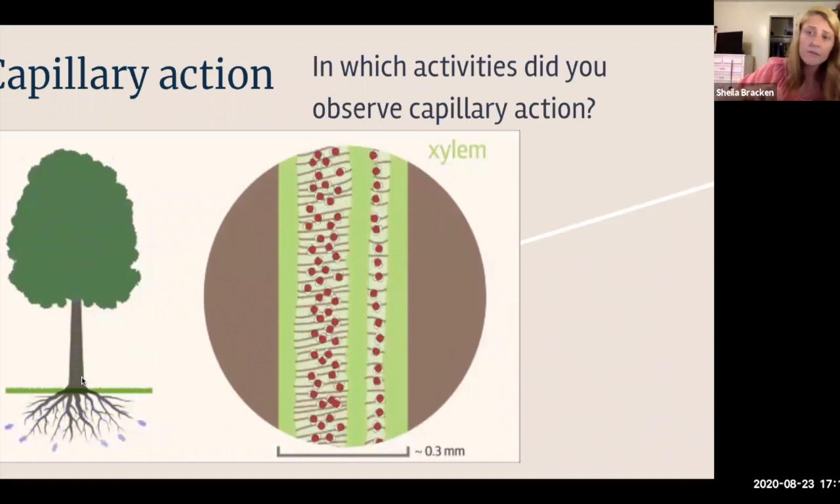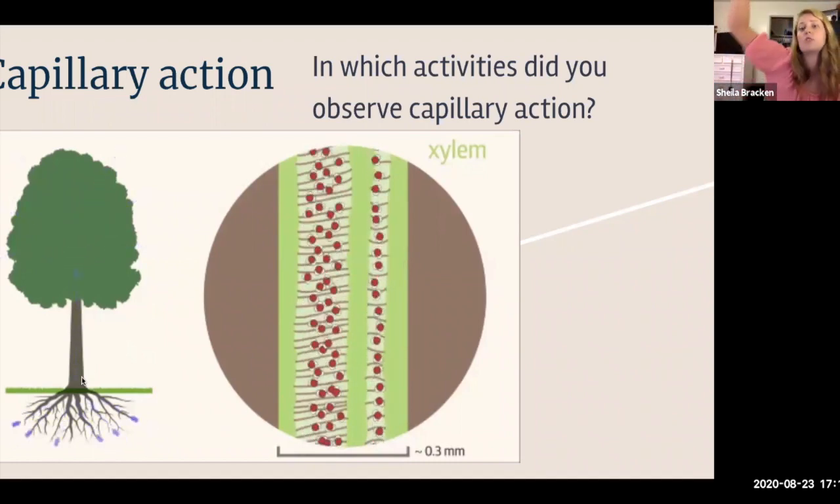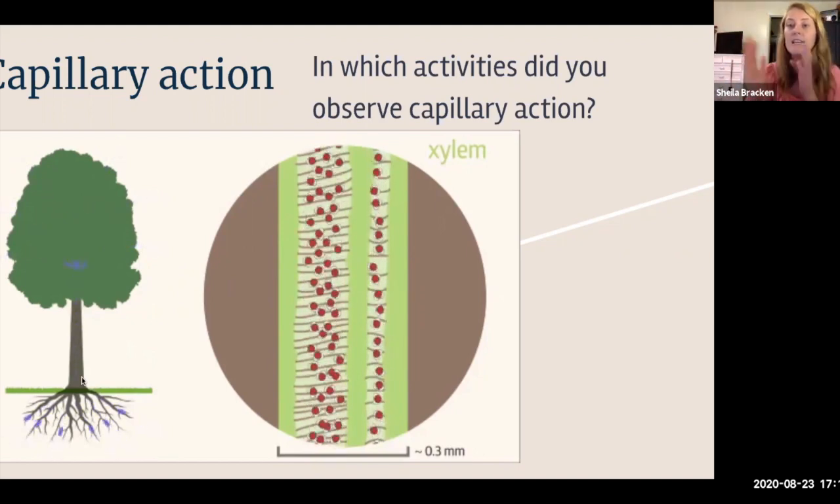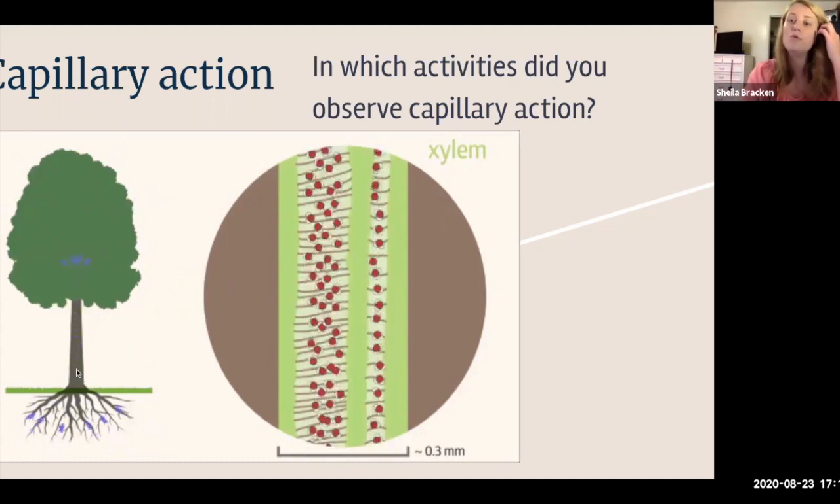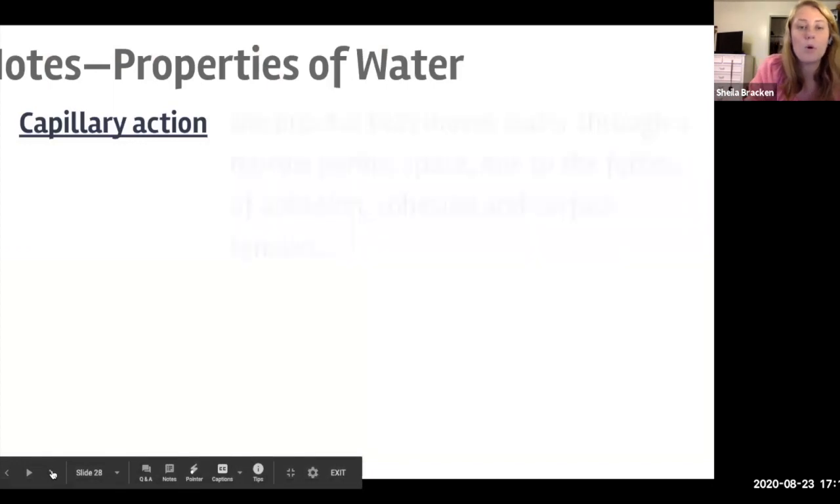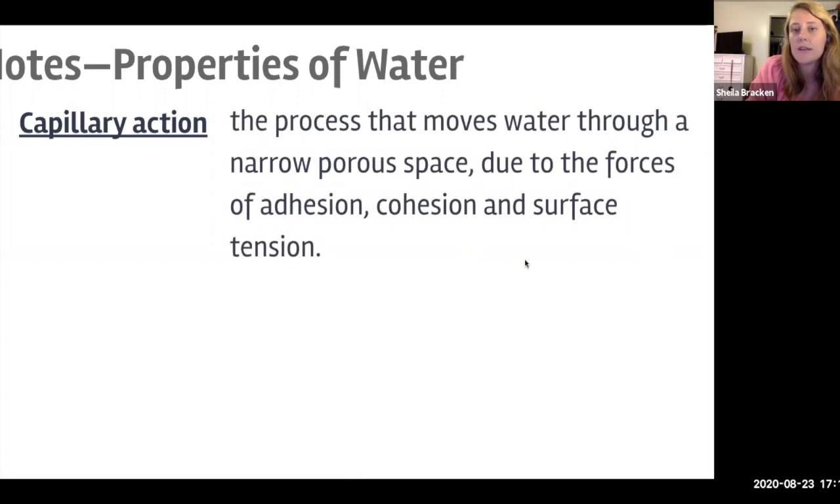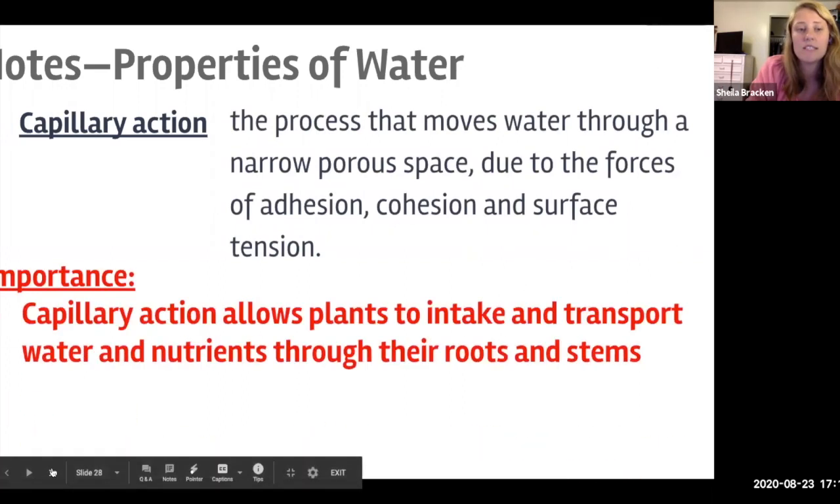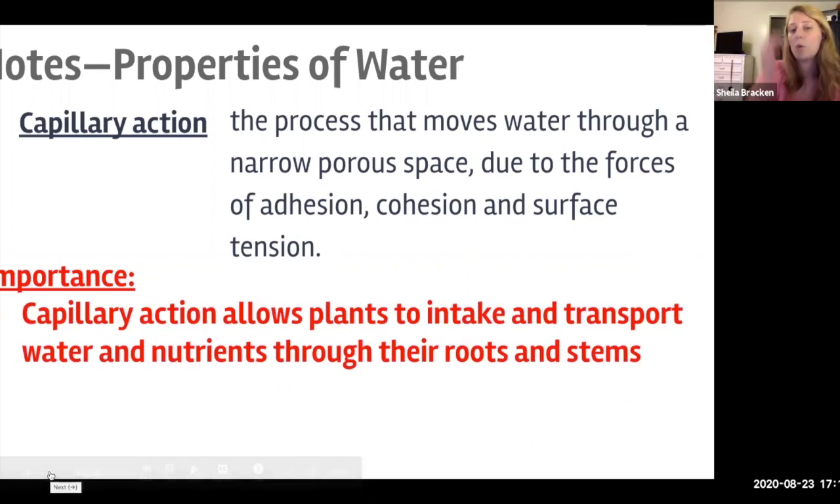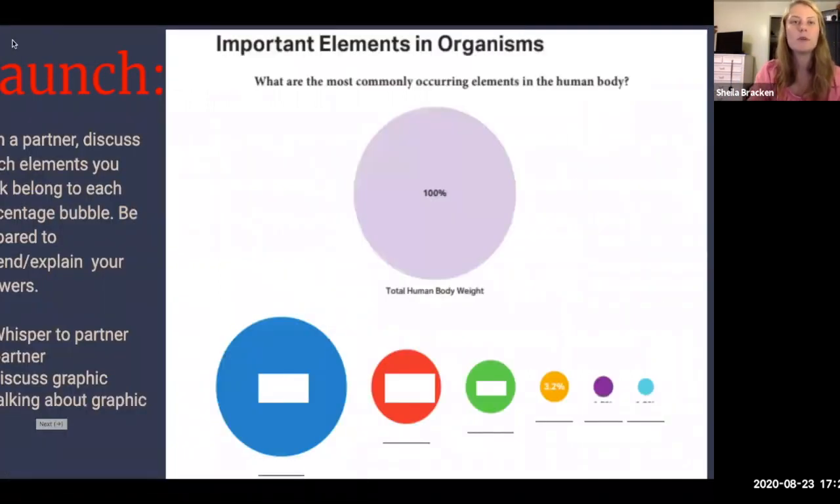So how does it get all the way from the ground, into the ground, up the roots, up the trunk, into the leaves? It's this capillary action, right? It's that constant adhesion and cohesion of water being able to move up a really thin, porous space. So it's the process that moves water through a narrow porous space due to the forces of adhesion, cohesion, and surface tension. Again, this is important because it allows plants to intake and transport water and nutrients through their roots and stems. So this is the last thing I'm going to leave you with.